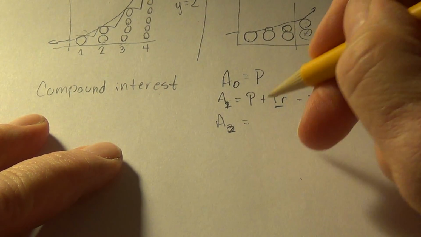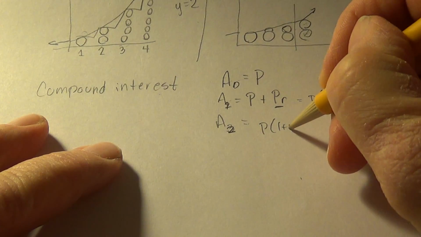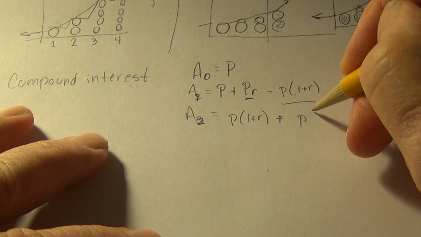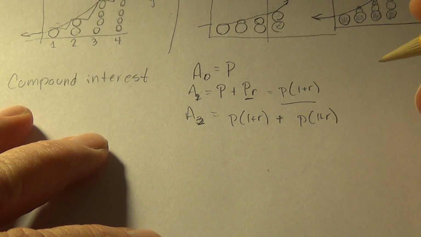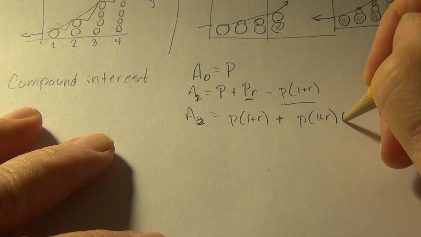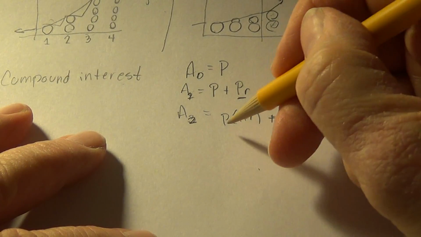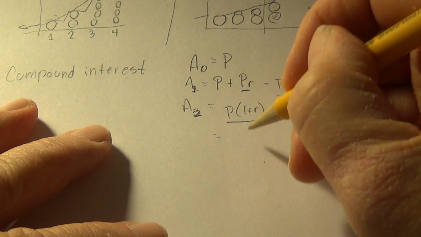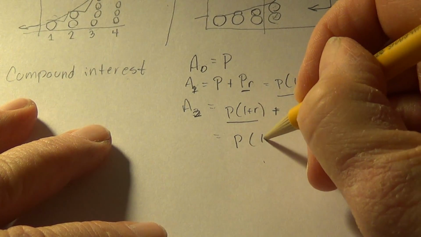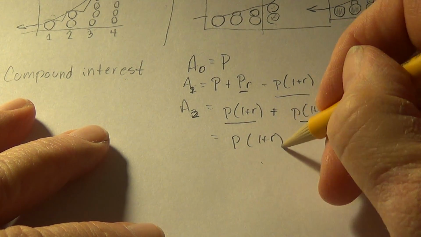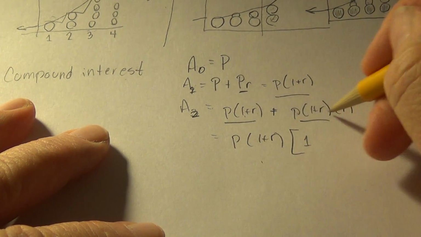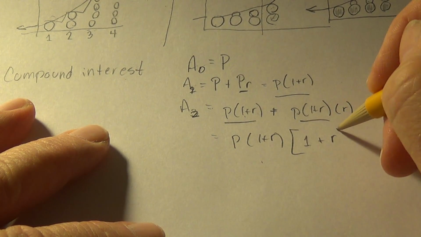We're going to take this amount and add to it P times 1 plus R times R. Now we can factor out this because each term has that, so it equals P times 1 plus R. I pulled that out of here, so it leaves a 1, and I pulled it out of here and it leaves an R.